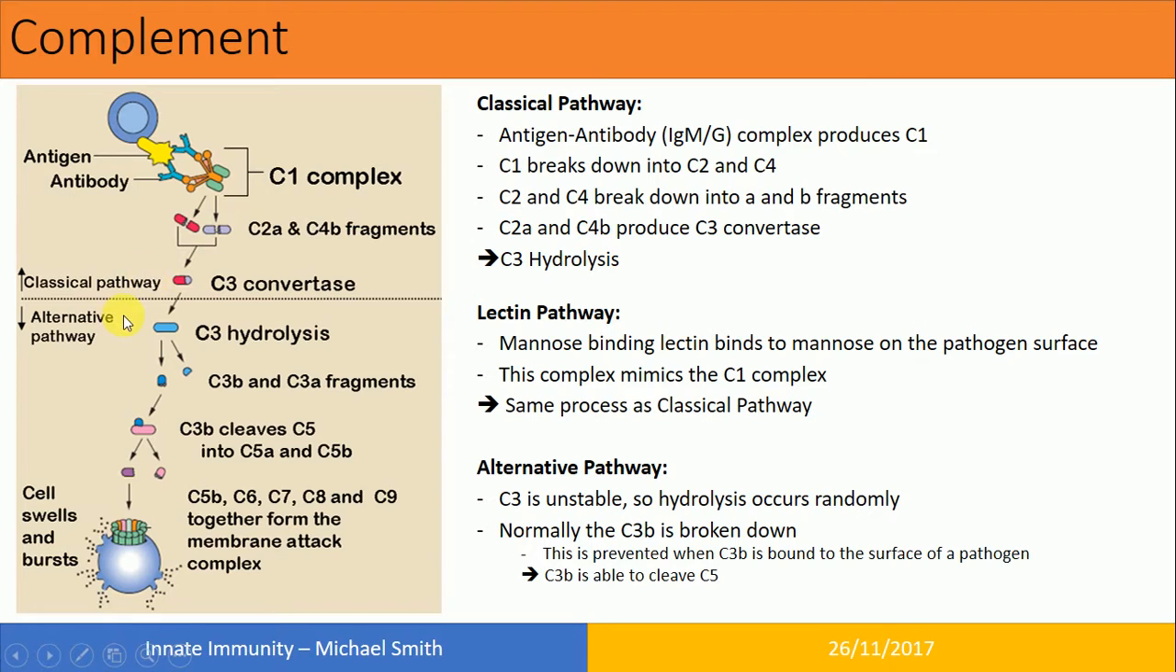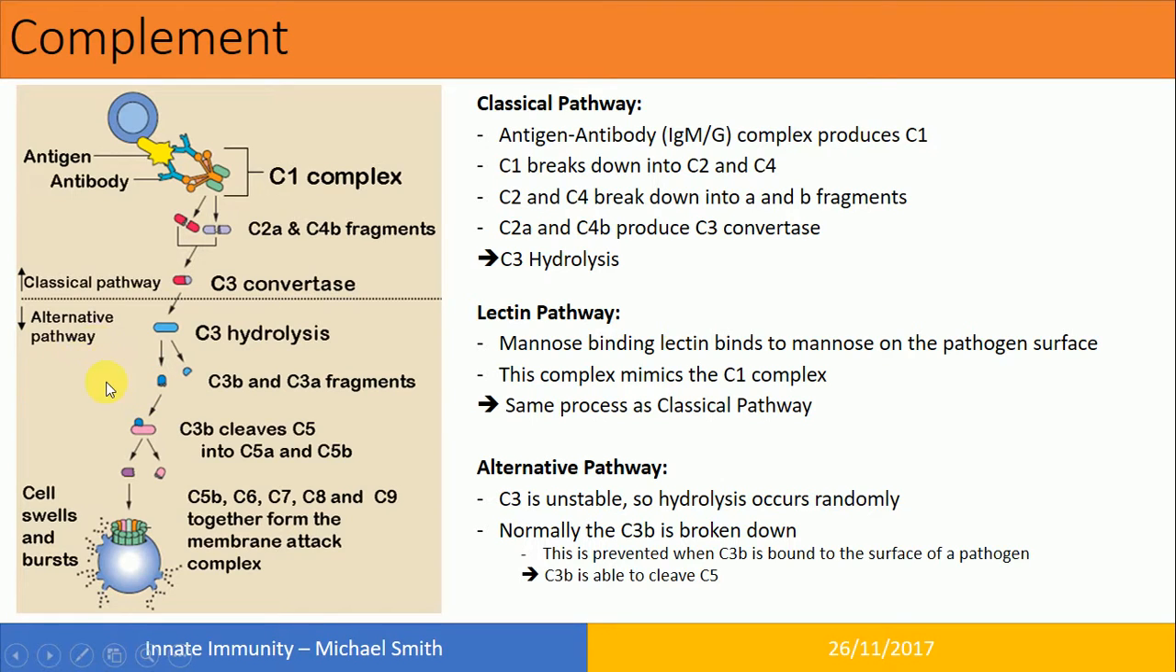Our alternative pathway is a bit different, in that our C3 isn't an entirely stable molecule. So although the C3 convertase normally breaks it down, it's also able to sometimes randomly hydrolyze. And this produces our C3b and our C3a. Now, normally, you have enzymes which are able to come and break down the C3b, and so the process stops here.